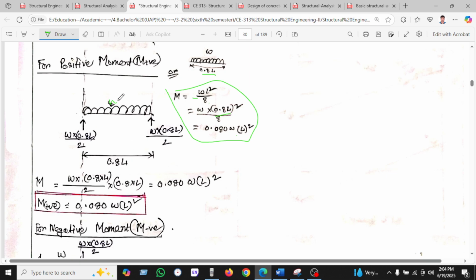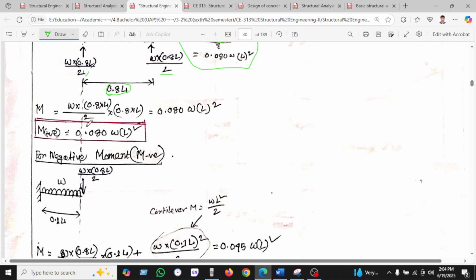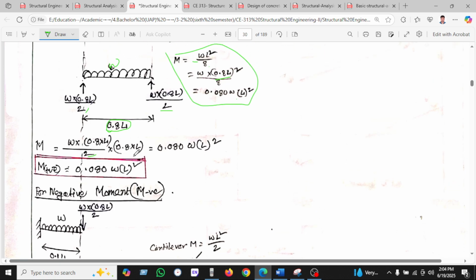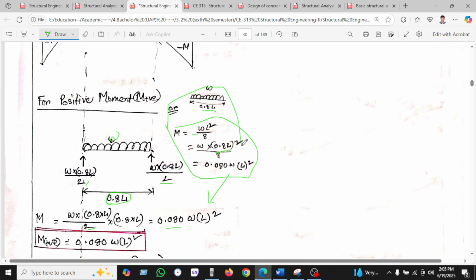Here is w, and if that length is 0.8 L, then we can divide w into L by 2 and w into L by 2. So the moment will be w into L divided by 2 into 0.8 L, which is 0.08 L square. So it will be the same, but I recommend this method.